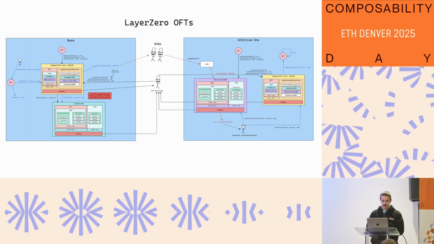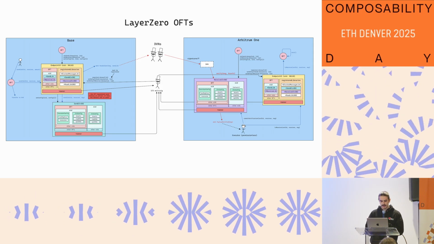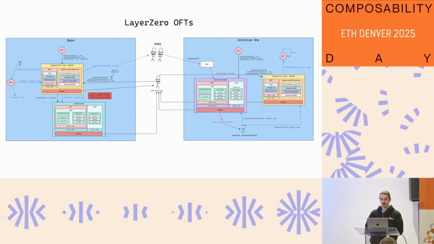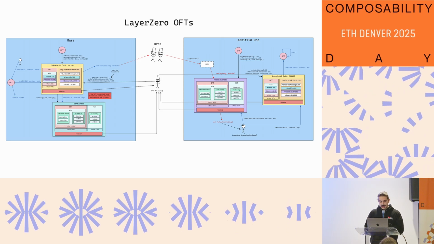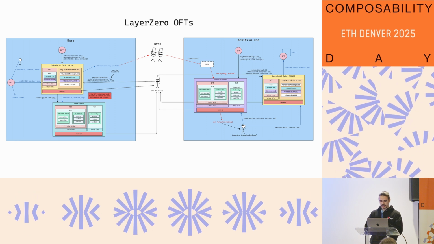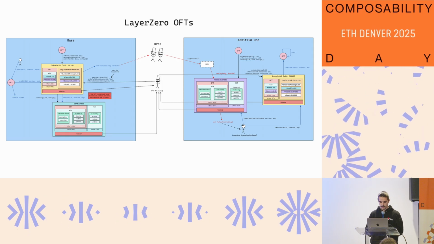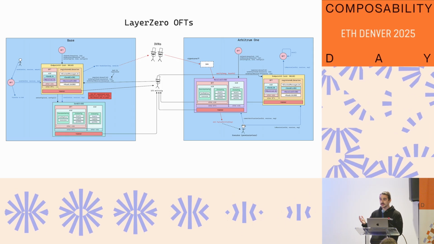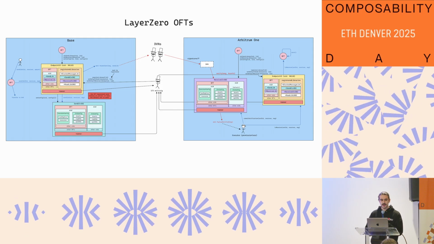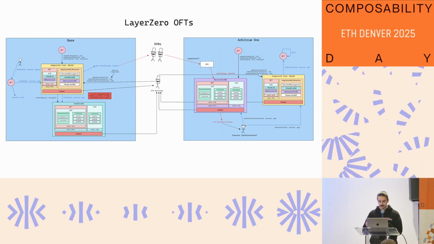So in practice, when you want to bridge your funds, you call a send on your OFT token. This send calls the endpoint, and the endpoint is a smart contract on every chain. Every chain has one endpoint. And this endpoint establishes what to do, how to relay the information to the other chain. In particular, it defines 2 libraries, 2 smart contracts, the send library and the receive library, one for sending and one for receiving messages from the other chain.